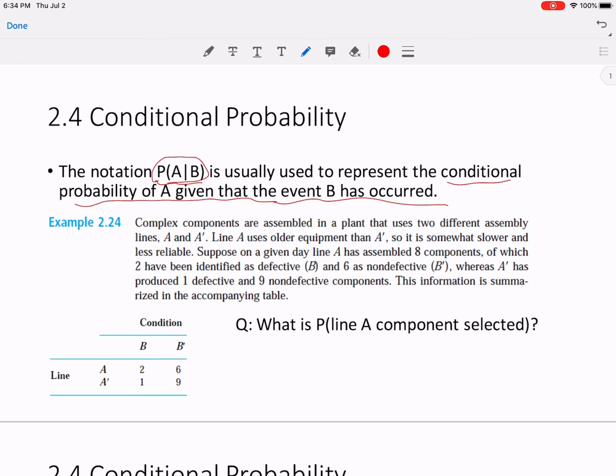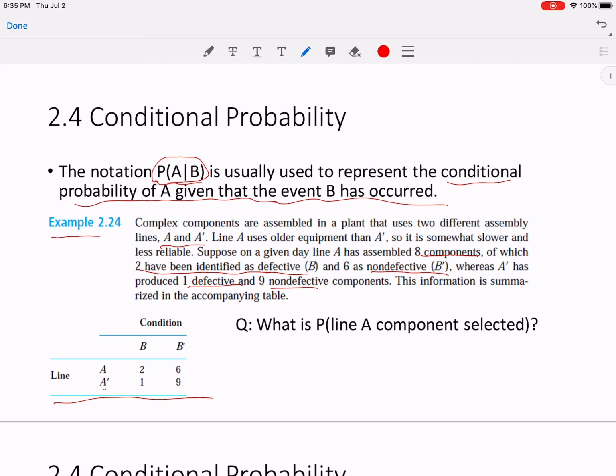Suppose on a given day, line A has assembled 8 components, of which 2 have been identified as defective. Of course, defective denoted by B, and 6 as non-defective, the non-defective denoted by B prime. Whereas A prime has produced 1 defective and 9 non-defective components. So this information is summarized in the table on the left-hand side over here. From this table, we can tell from line A, we have 2 defective and 6 non-defective components, and from line A prime, we get 1 defective and 9 non-defective components.